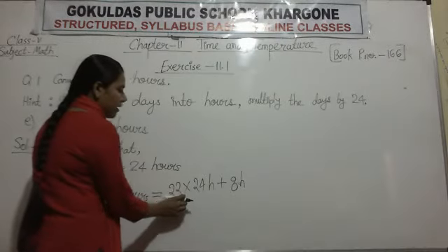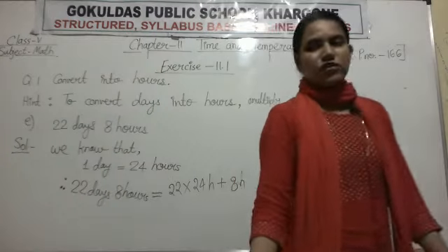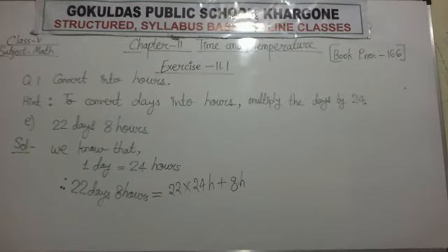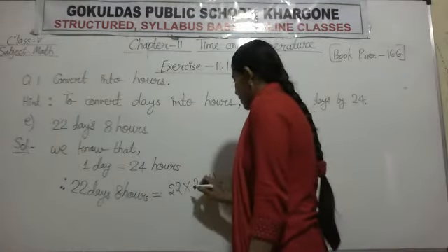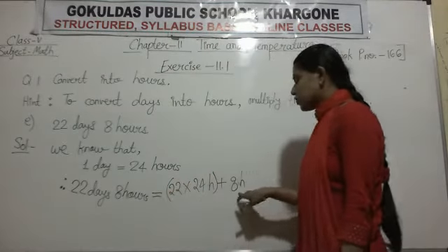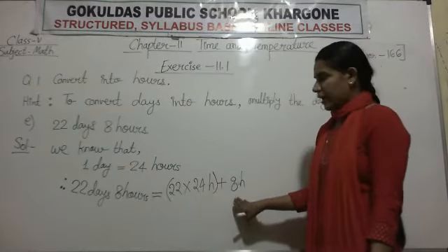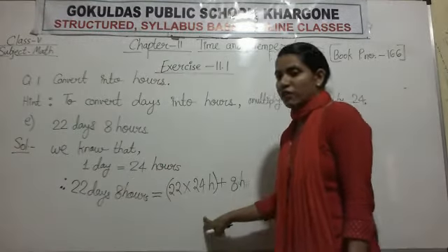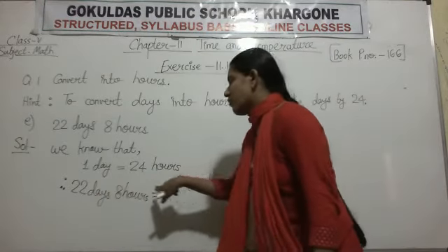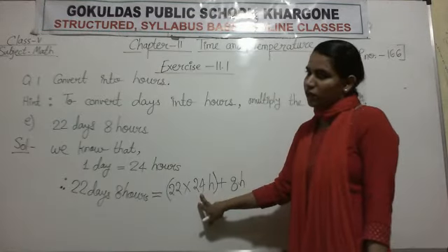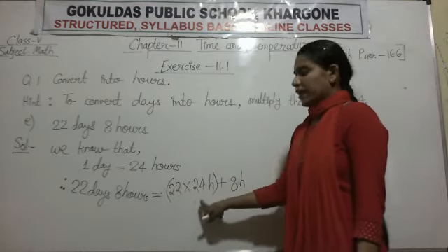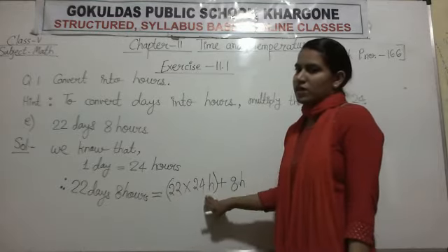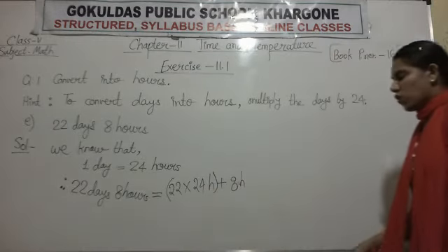Now solve it, multiply 22 with 24 and get your answer. I am waiting for your answer. Let me put it in bracket. 8 is already in hours, so I am separating it. What I am doing, I am just converting 22 days into hours. So to convert 22 days into hours, I need to multiply 22 by 24. I am putting it in bracket. So solve this first, 22 multiply 24.